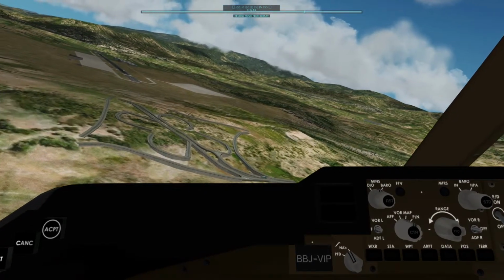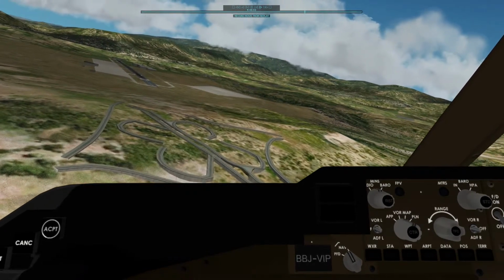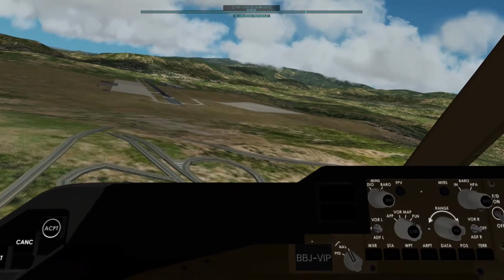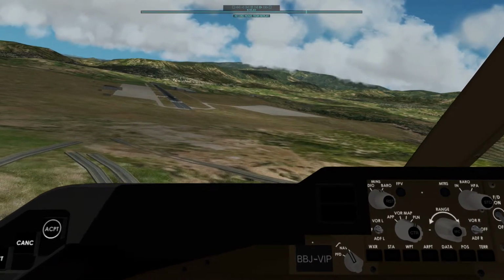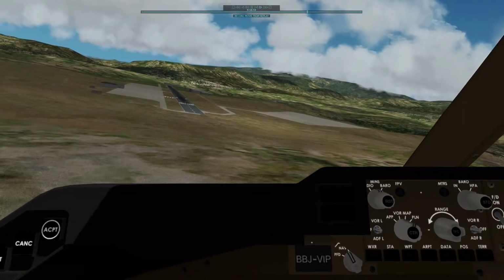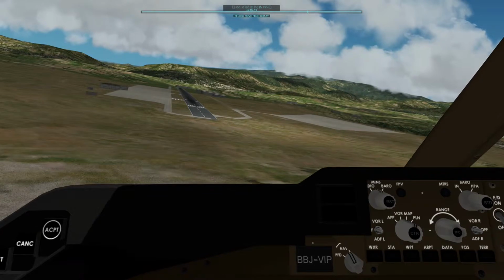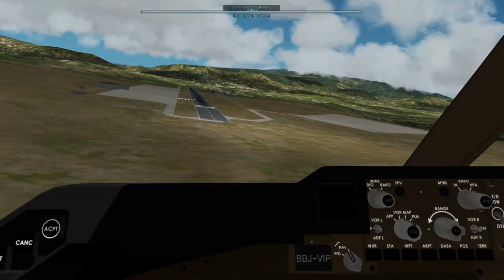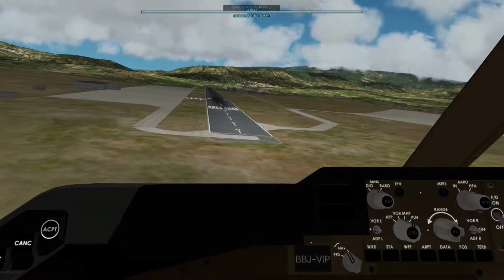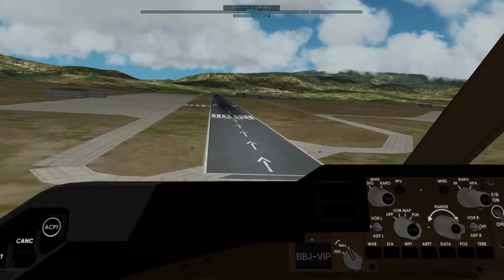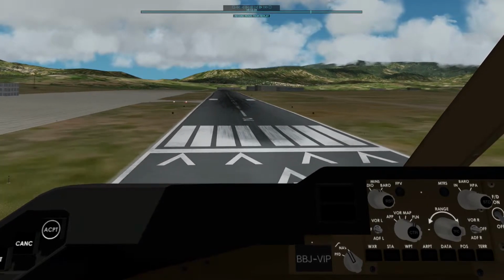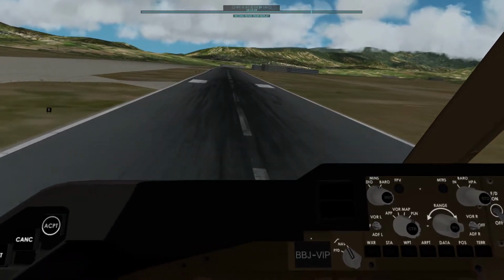Sink rate, sink rate, sink rate. 200. Sink rate, sink rate, sink rate.